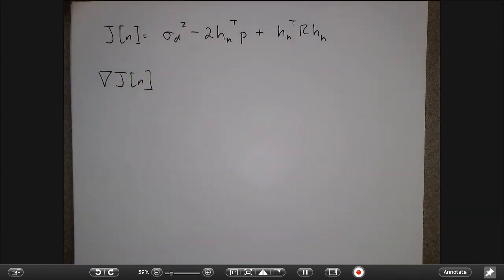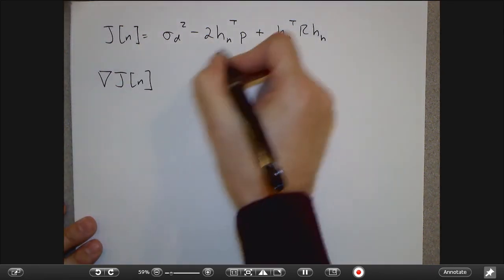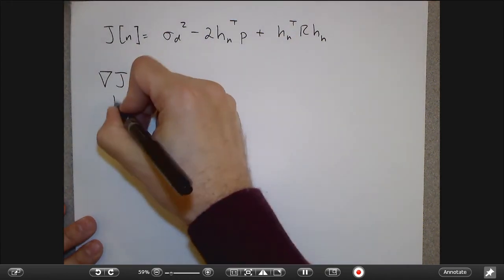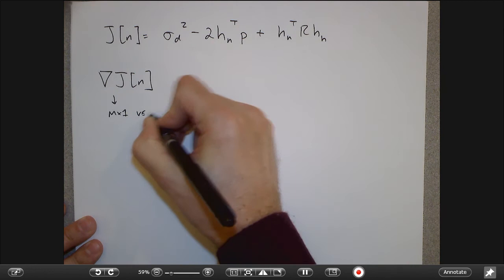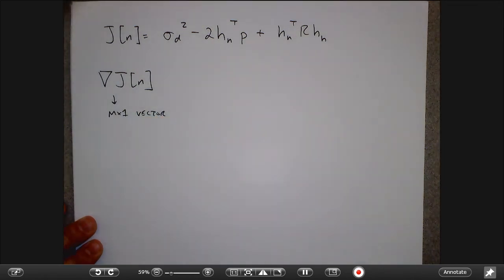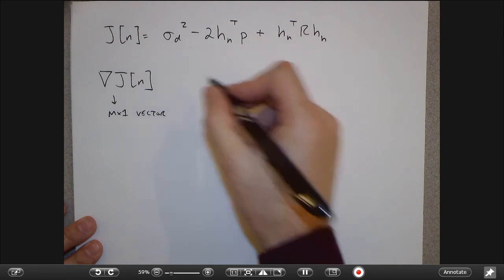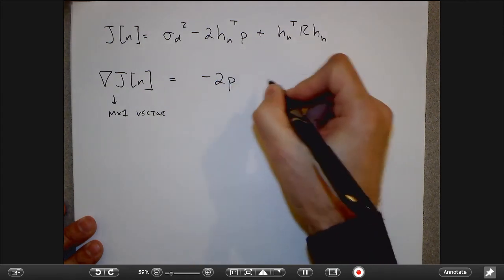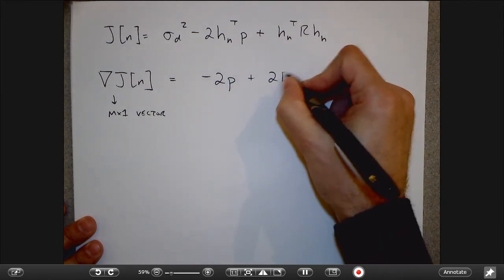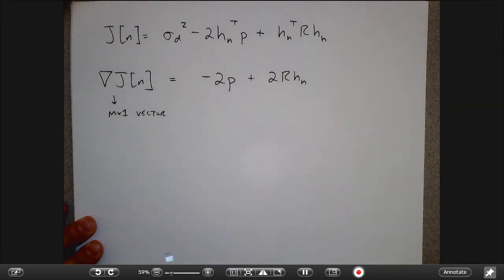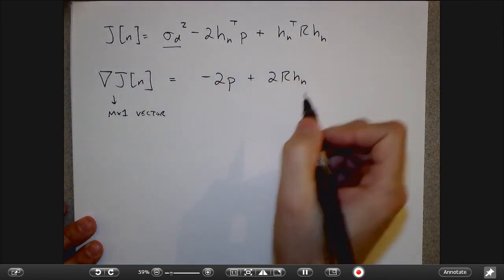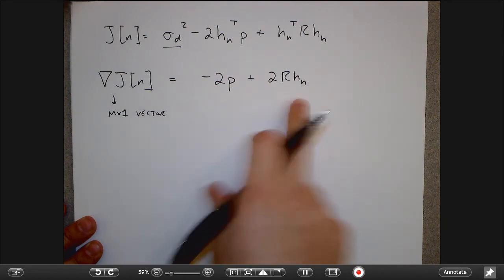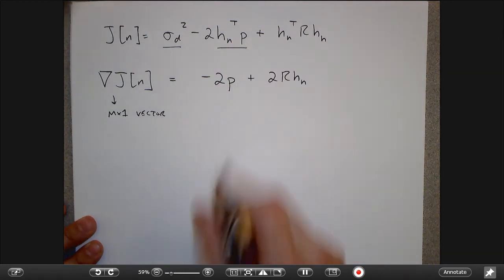Remember that the gradient is what we do when we have a function of many variables, right? If there's only one variable, it's the derivative. If we have lots of variables, then I have basically one entry in the gradient for however long this is. So this is really like an m by 1 vector. And taking the derivative basically gives us negative 2p plus 2R h_n, right? This is constant, so that goes away. And this here, I'm skipping the details a little bit.